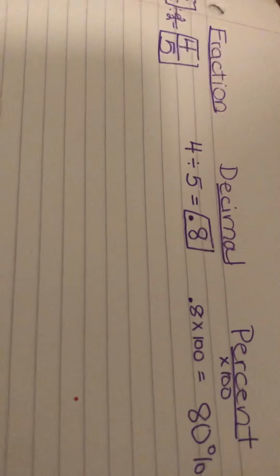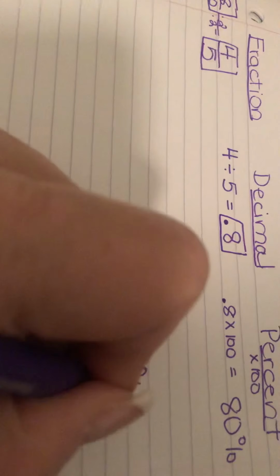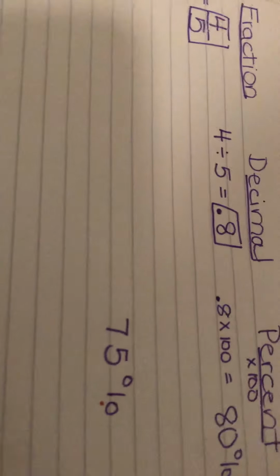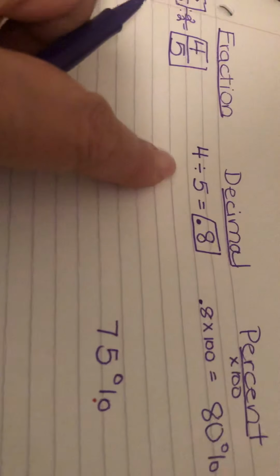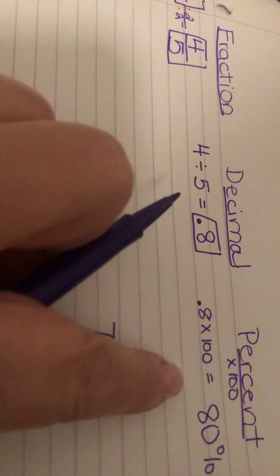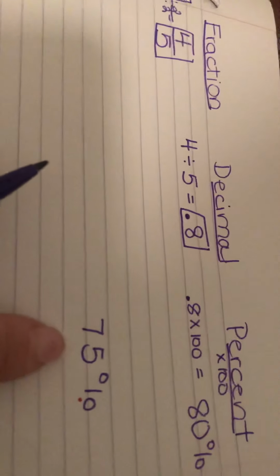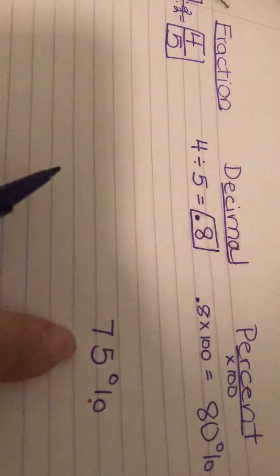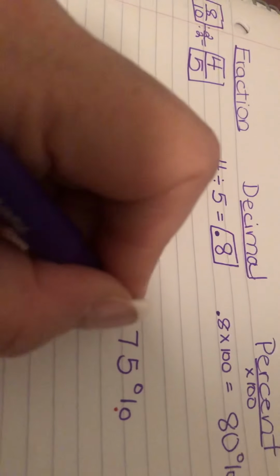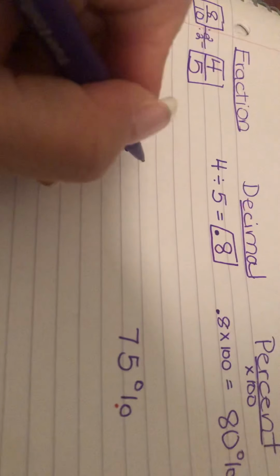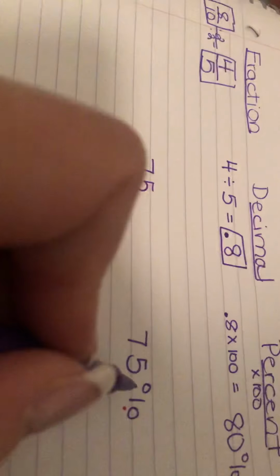All right, so let's say we start with a percent. We have 75%. Well, if we want to get the decimal over here, we multiplied by 100 to get the percent. So we can divide by 100 using your calculator to get the decimal. And again, that just moves the decimal 2 spots to the left. So we end up with 0.75 or 75 hundredths.